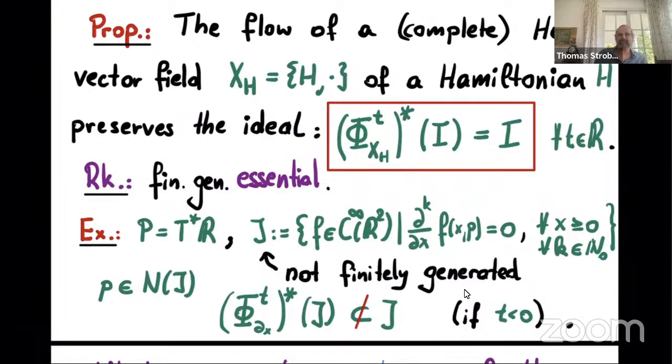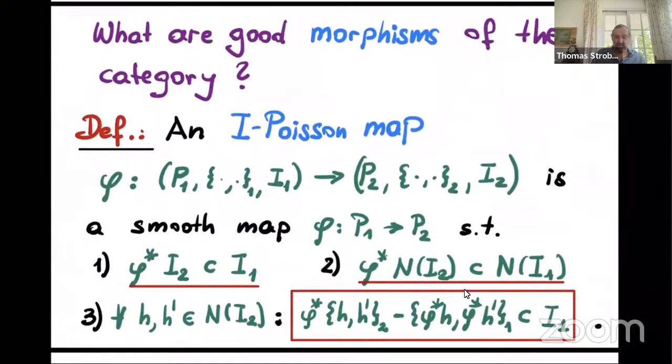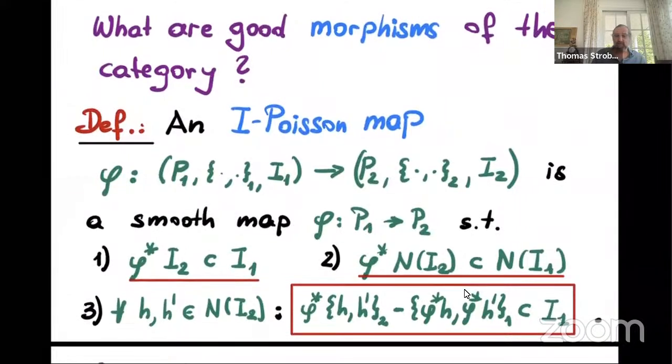So this is a very simple example where you see that this proposition, which sounds very natural, is not for granted, but in the case when it's locally finitely generated, one can establish it. So that is the notion of the objects, and the question is what is a good notion of morphisms?